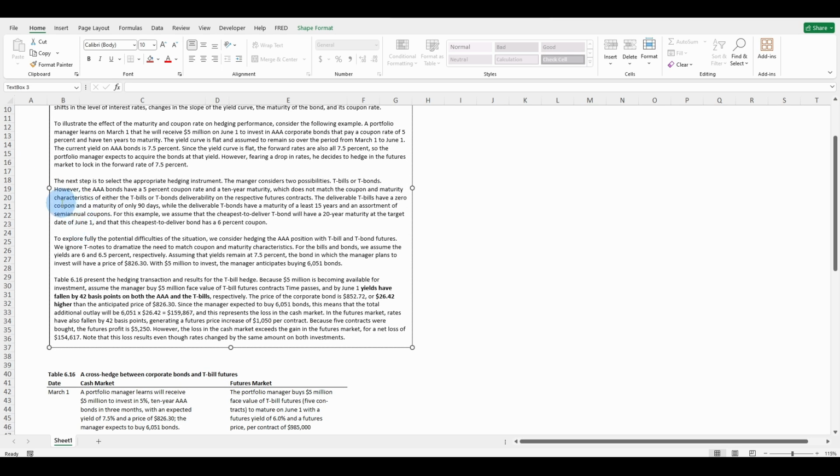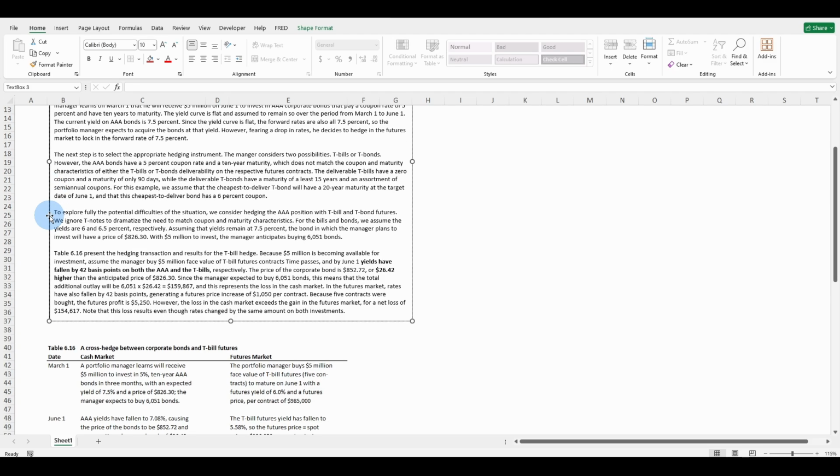The next step is to select the appropriate hedging instrument. The manager considers two possibilities: T-bills or T-bonds. However, the AAA bonds have a 5% coupon rate and a 10-year maturity, which does not match the coupon and maturity characteristics of the deliverable T-bills or T-bonds on their respective futures contracts. The deliverable T-bills have a zero coupon and a maturity of only 90 days, while the deliverable T-bonds have a maturity of at least 15 years and an assortment of semi-annual coupons.